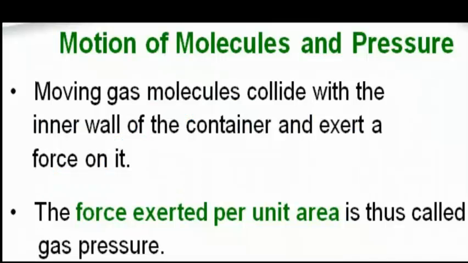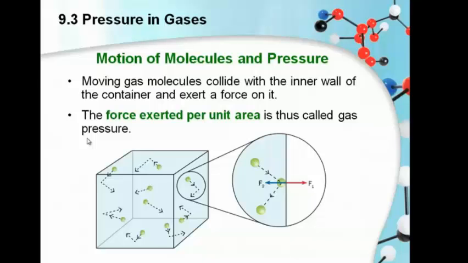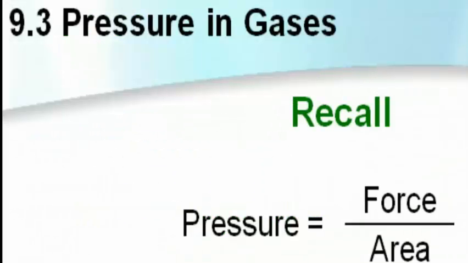So, in summary, moving gas molecules collide with the inner wall of the container and exert a force on it. The force exerted per unit area is thus called the gas pressure. And now, let's connect back to the pressure topic that we learned in the past. Pressure equals force per unit area. So in gas, that gas pressure is due to the force per unit area exerted by the gas particles when they collide with the wall of the container.